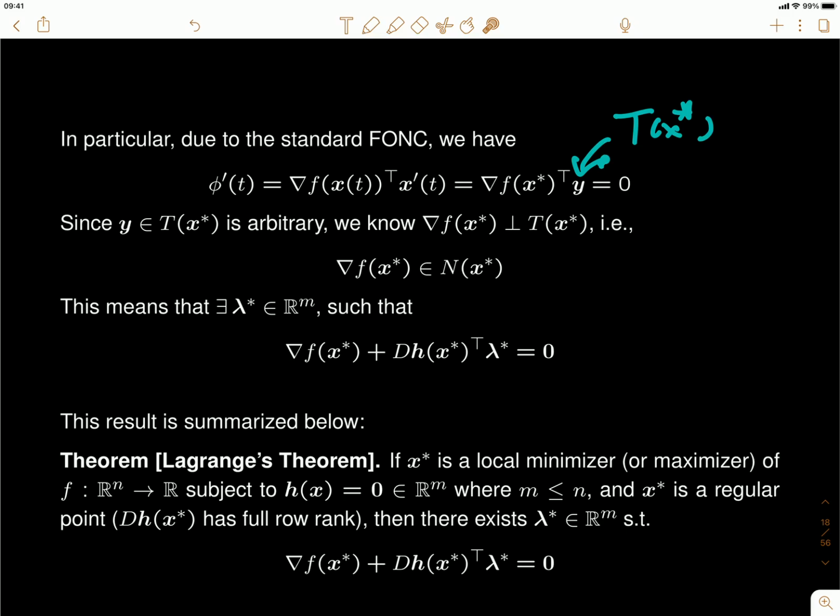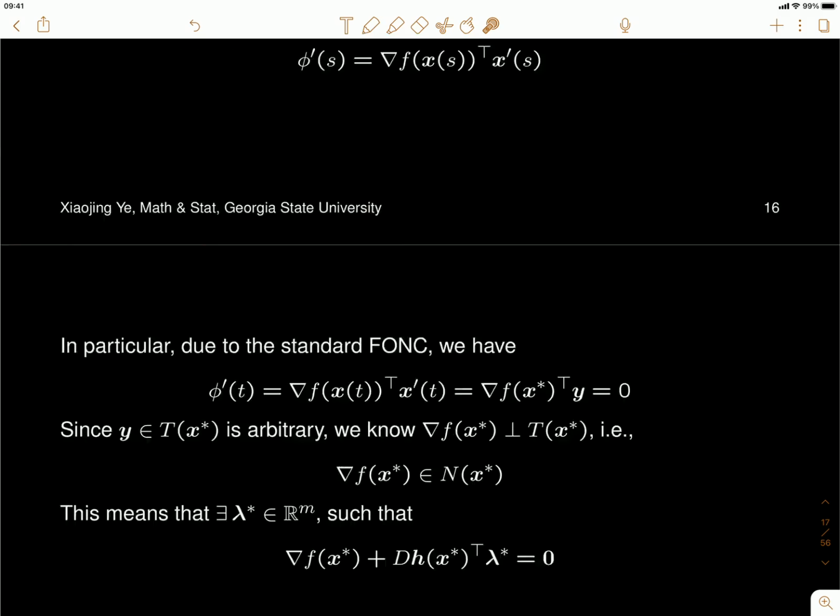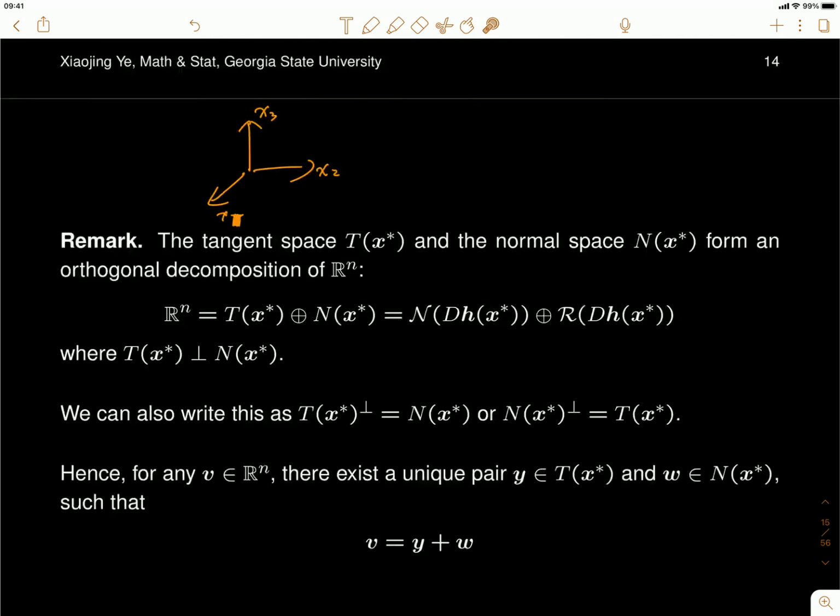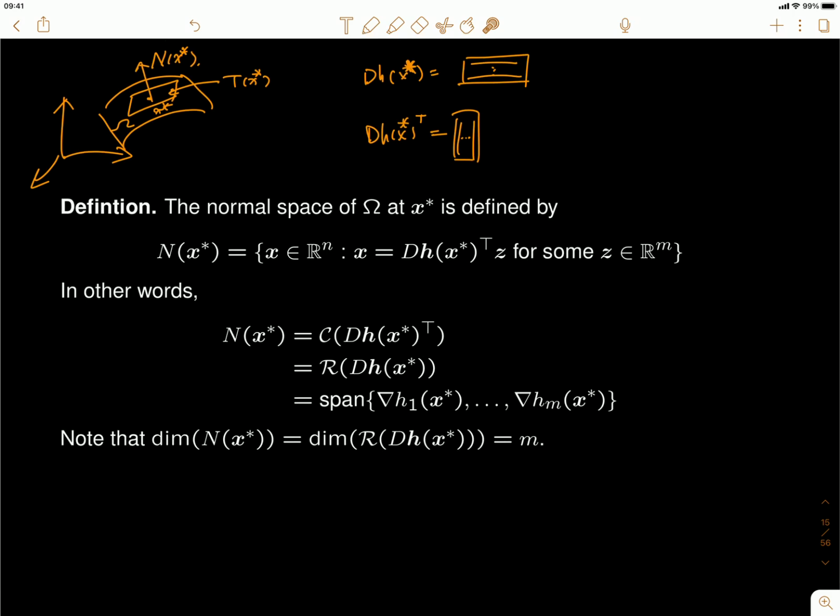Being perpendicular to the tangent space means that it's in the orthogonal complement of the tangent space, which is the normal space. That means the gradient of f is actually in the normal space at x star, and then we know what the normal space is. Remember that it is the column space of this, or the row space of this.